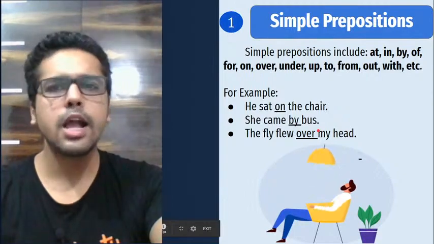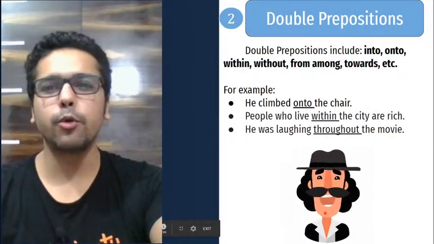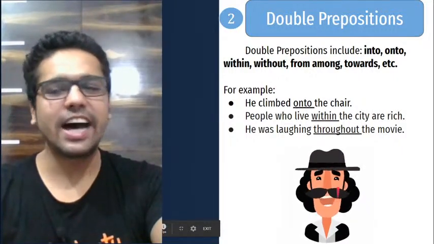Perfect. Okay. Let's look at the second type. That is double prepositions. Look at this funny man, the way he's laughing. Okay, looks funny, right? I like such gifs.